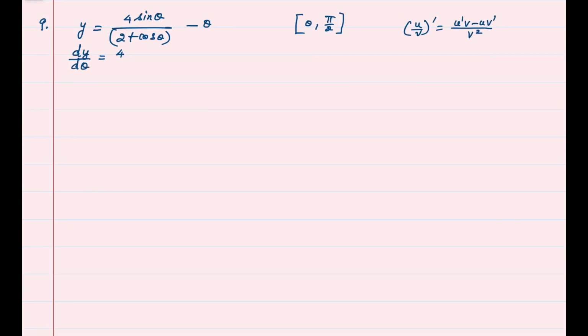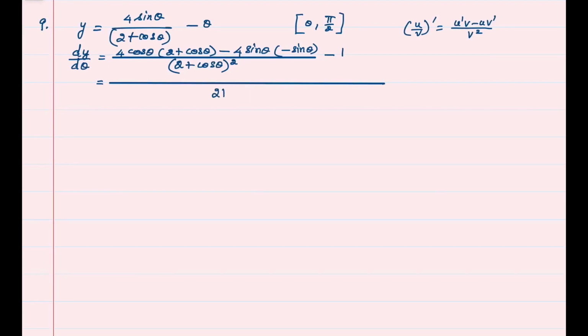4 times derivative of sin theta is cos theta into v, (2 plus cos theta), minus u, which is 4 sin theta, into derivative of the denominator. Differential of 2 is 0 and differential of cos theta is minus sin theta. Use brackets because of the negative sign, divided by (2 plus cos theta) the whole square, minus derivative of theta with respect to theta, which is 1.